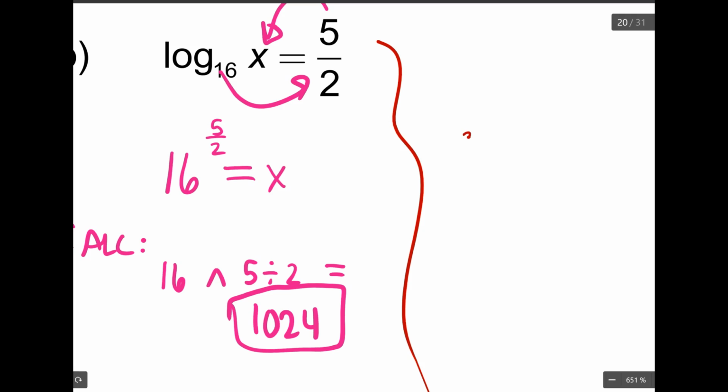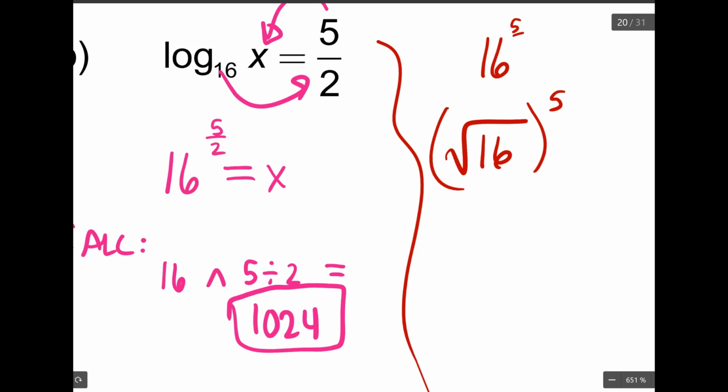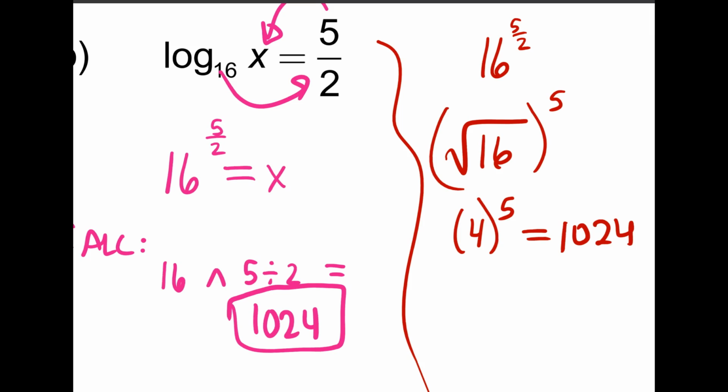So you have the square root of 16 to the 5th power, because this is the same thing as 16 to the 5/2. Square root of 16 is 4. And 4 to the 5th power is 1024. I'm good with the pink. I'm good. All right, so we practiced plugging it in.